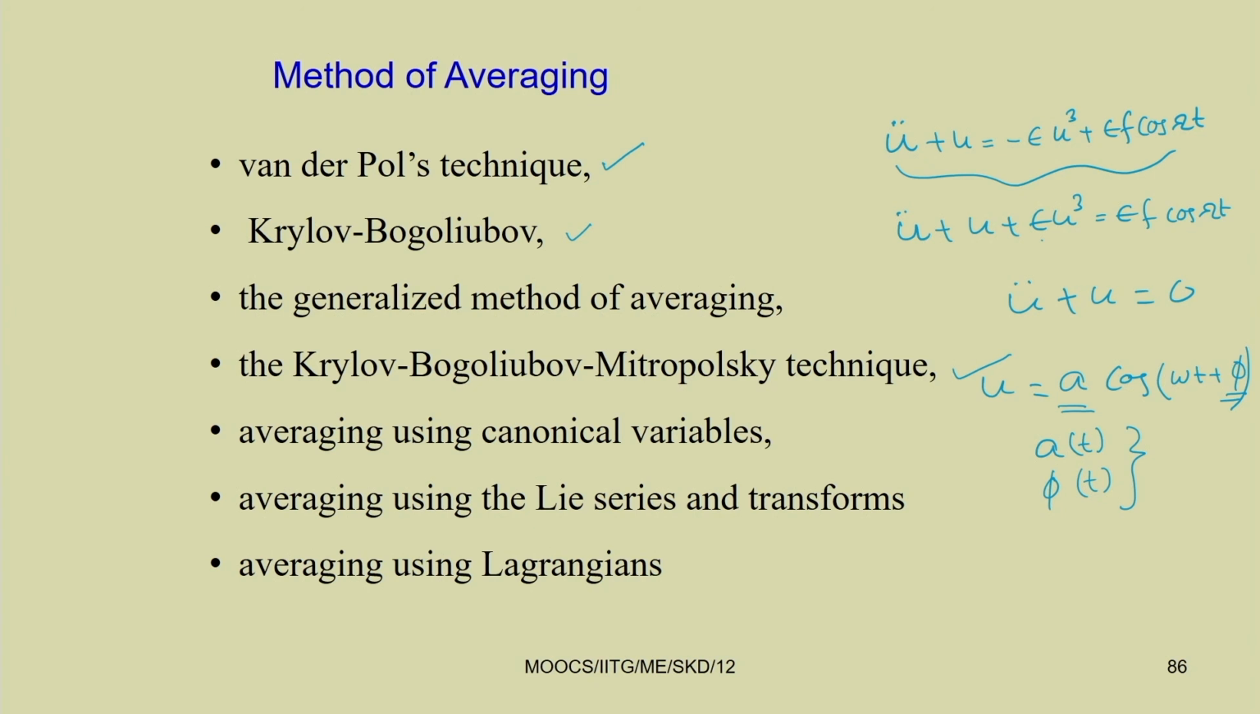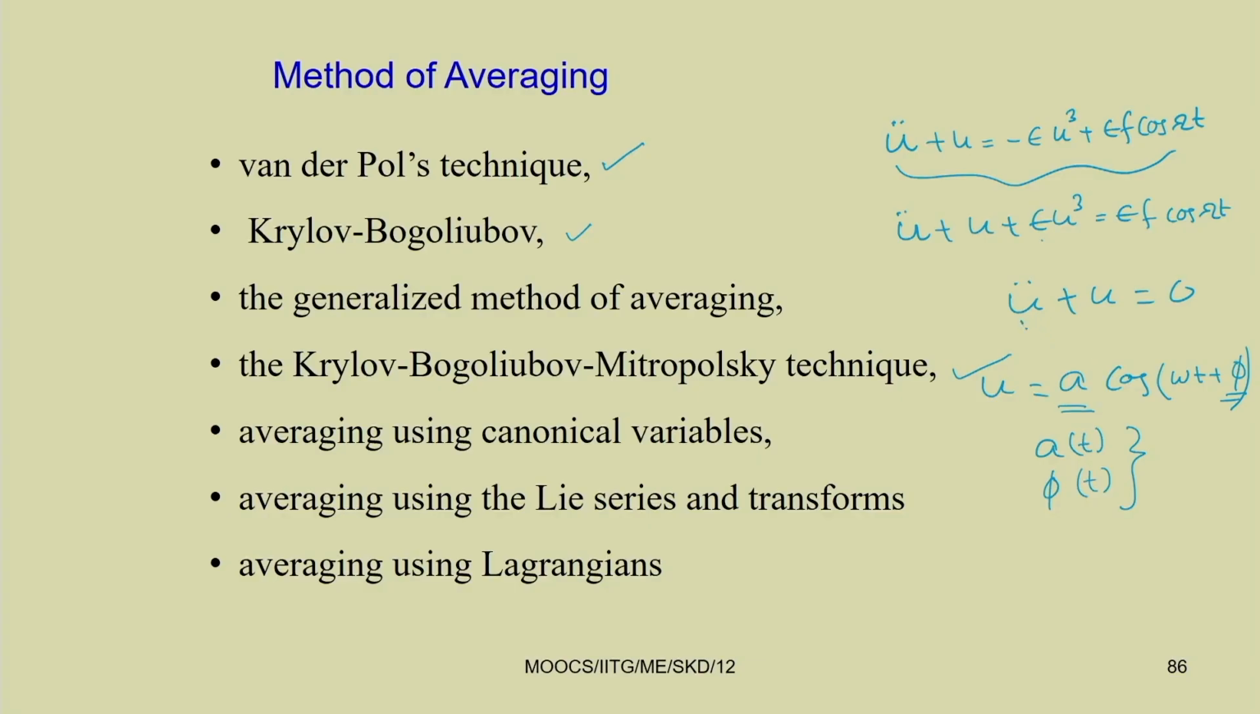So, they are not varying very much with respect to time, only a and phi are slowly varying with time. Here the assumption in the method of averaging is that we take the solution of the system by substituting epsilon equal to 0. After substituting epsilon equal to 0, find the solution of the resulting equation, and instead of taking constants, these constants are considered to be slowly varying functions of time.